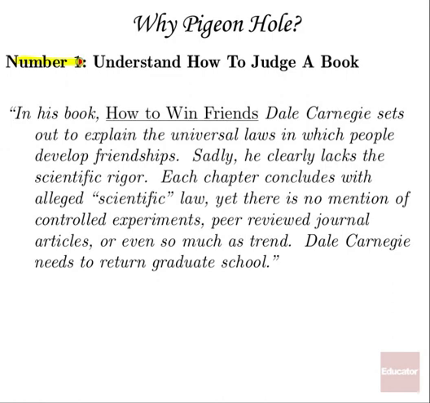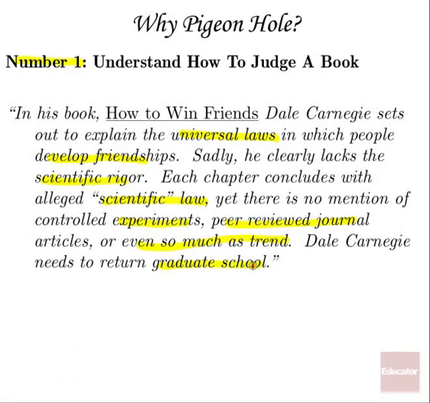Number one, we have to understand how to judge a book. I want you to imagine that you're reading through Amazon.com reviews and you read about How to Win Friends and Influence People, which is a practical book that is set up like this. "Dale Carnegie sets out to explain universal laws in which people develop friendships. Sadly, he clearly lacks scientific rigor. Each chapter concludes with an alleged scientific law, yet there is no mention of controlled experiments, peer-reviewed journal articles, or even so much as a trend. Dale Carnegie needs to go back to graduate school."